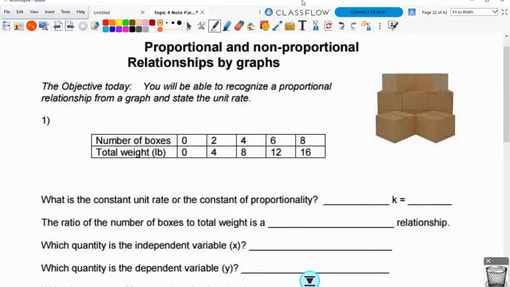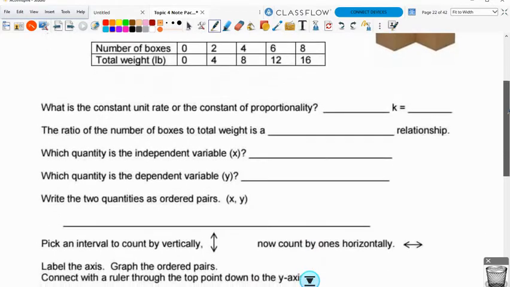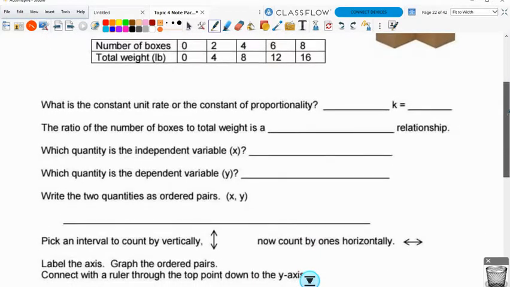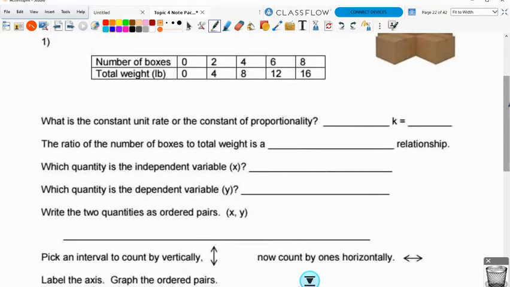In our lesson today, we're going to investigate proportional and non-proportional relationships by using graphs. Our objective for today is to be able to recognize a proportional relationship by looking at a graph and state the unit rate in a graph. What we've been doing over the past couple of lessons is using a table of values to determine if a relationship is proportional. We're going to build on that knowledge today and extend the information from the table to a graph and see if we can figure out if a relationship is proportional or non-proportional by looking at that graph.